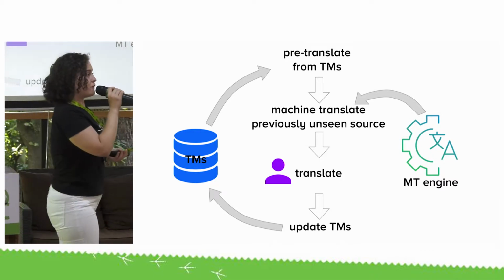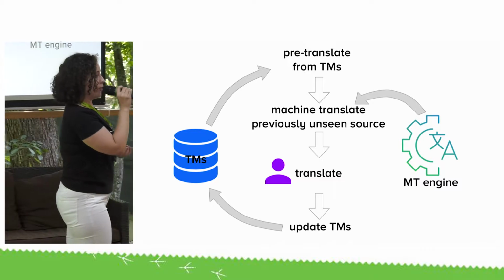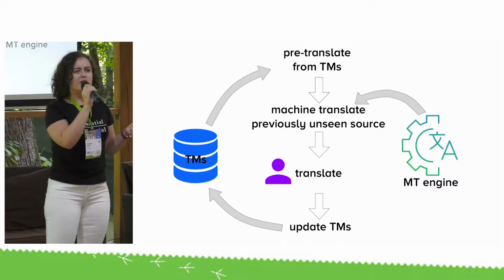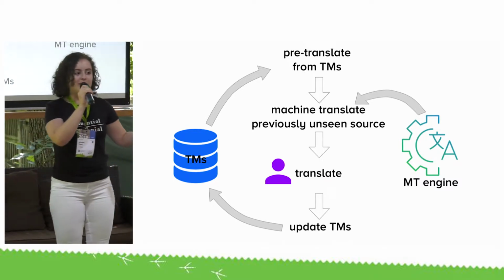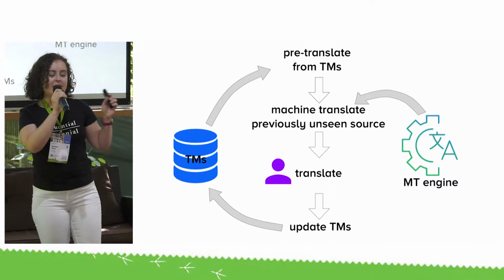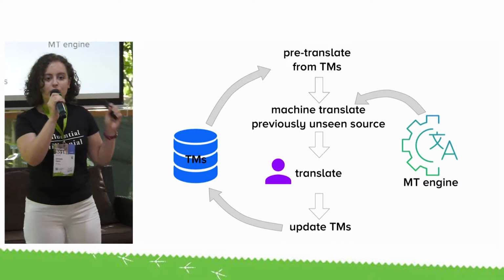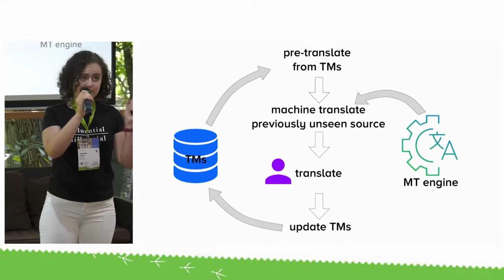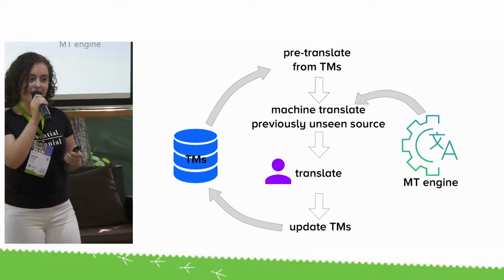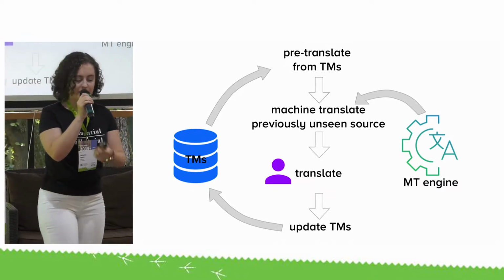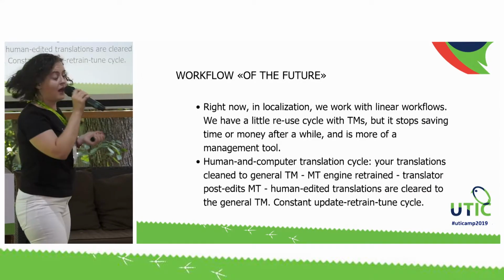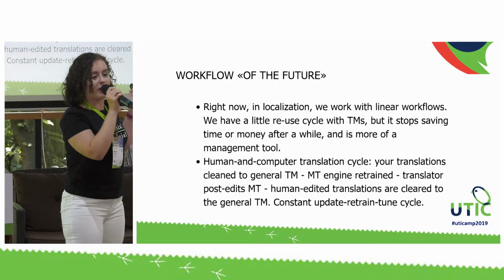But I think that it kind of stops really saving you money at some point. It's like you will never get more than 20%, 100% matches from the TM, right? So it just becomes a management tool, so you don't forget how you translated the sentence in the previous project. But it doesn't really help the translator anymore. I propose that we should connect that into one big circle.